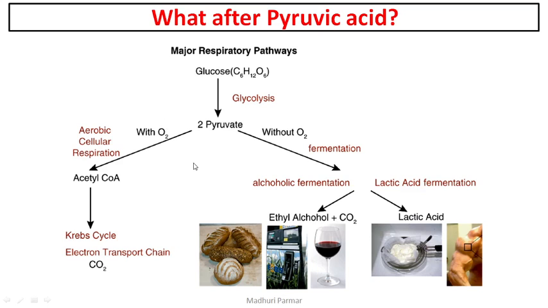What happens if there is no oxygen? In the absence of oxygen, there will be fermentation which takes place. So without oxygen, there is fermentation. Fermentation can be of two types. There can be alcoholic fermentation where you produce alcohol, or there can be lactic acid fermentation where you produce lactic acid. These pathways, this fermentation and the aerobic cellular respiration, we shall be studying in the next class.